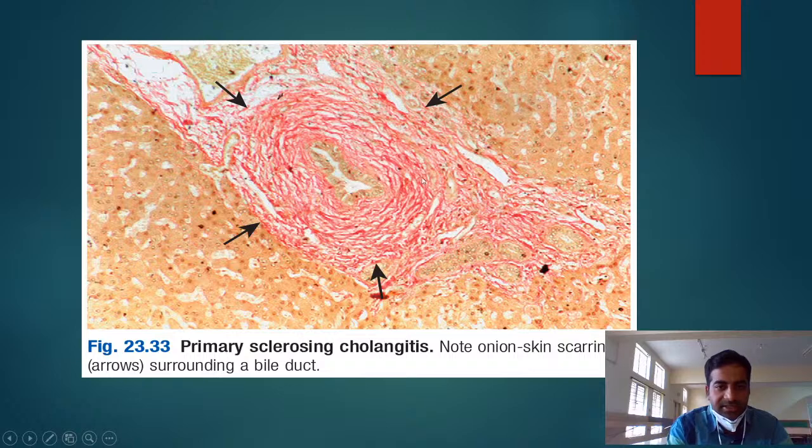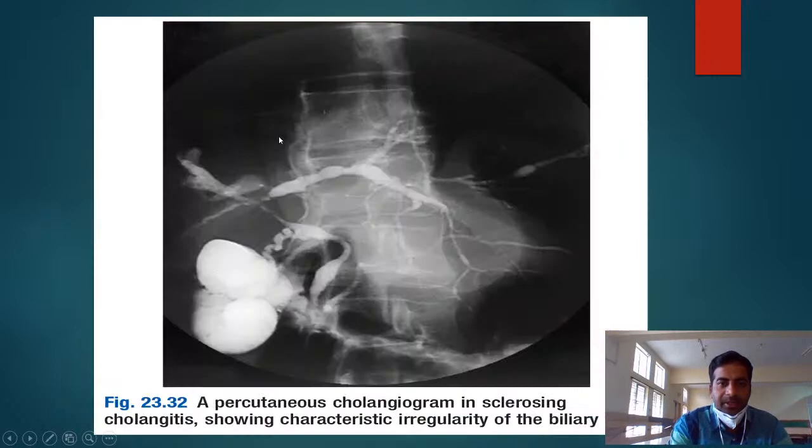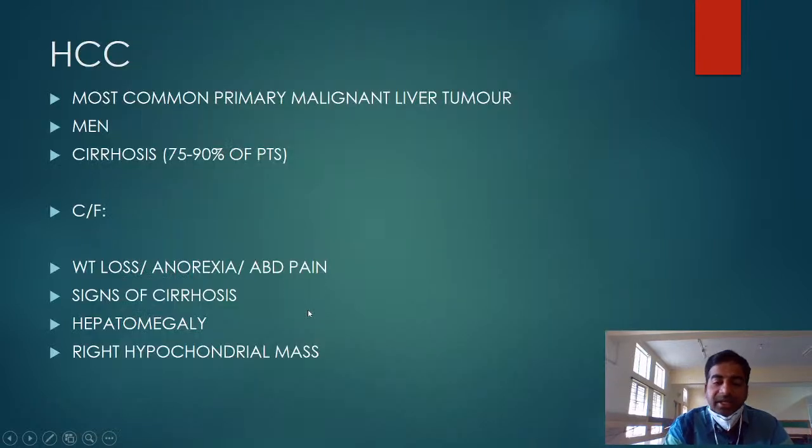On onion skin scarring, this is a patient with PSC. So the cholangiogram shows this characteristic irregularity of the bile duct tree. Okay, see, it's very irregular. There is stenosis in between. There is stenosis here also. So this is how an ERCP of a PSC patient looks like.